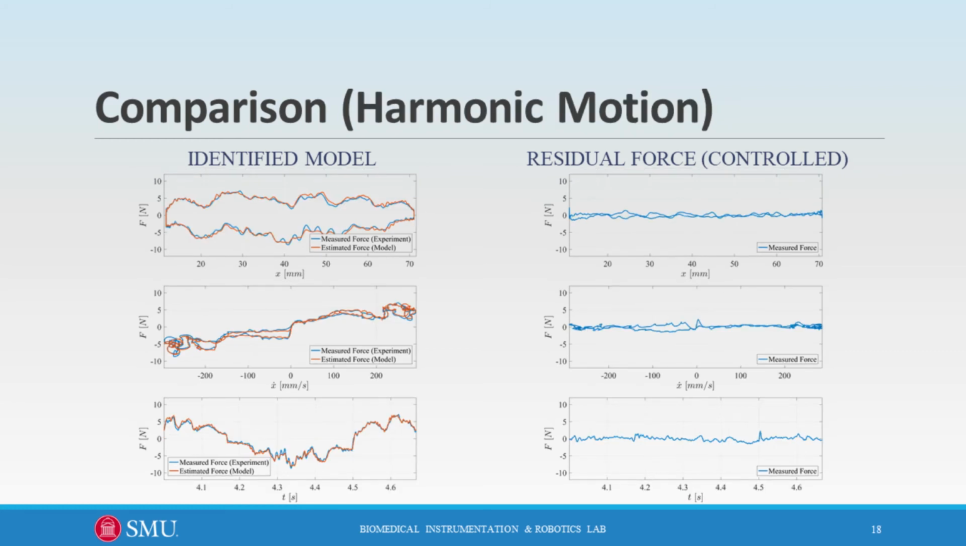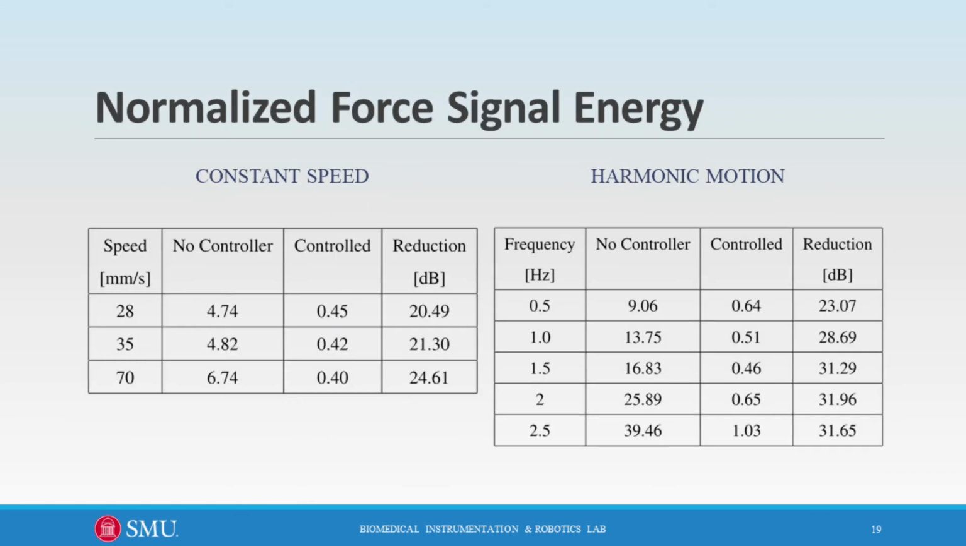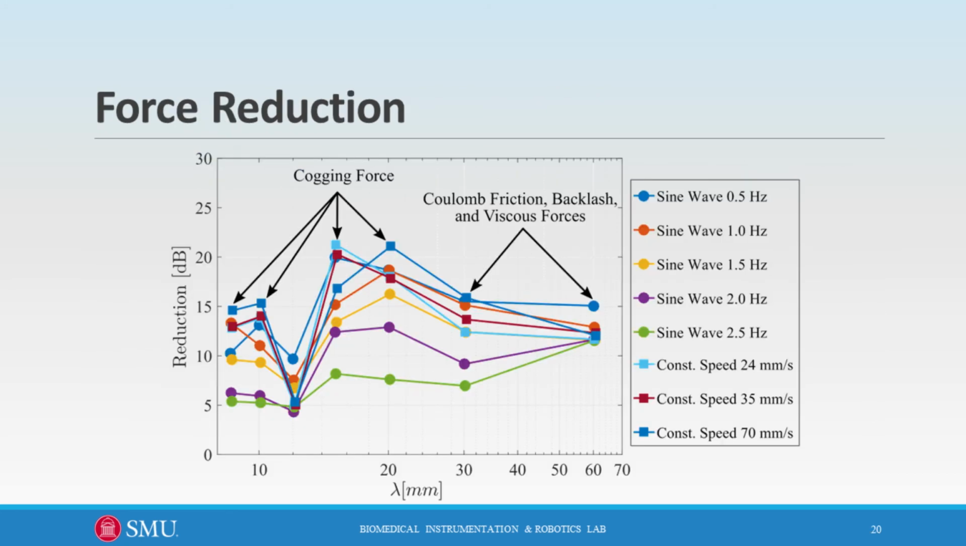This is another representation of the experiment that we made for harmonic motion in this case, and the result is clear that we don't have much undesired force left after using this compensator. In addition, we compared the normalized force signal energy before and after utilizing the compensator, and as you may see, in different cases we had a considerable amount of reduction. We also compared noise reduction in a spatial domain as presented in this plot. It should be noted that the force reduction in short wavelengths is due to the Cogging force, and in longer wavelengths is mostly related to Coulomb friction, backlash, and viscous force compensation.